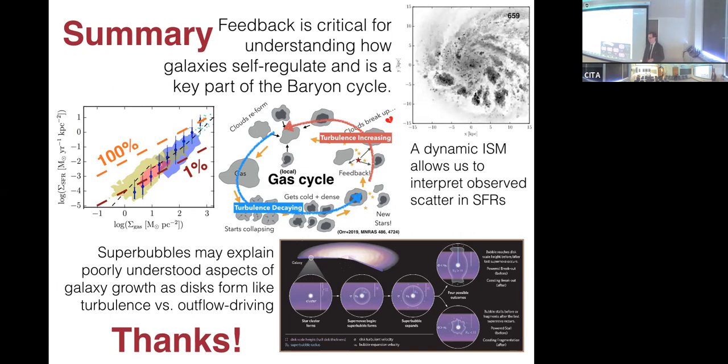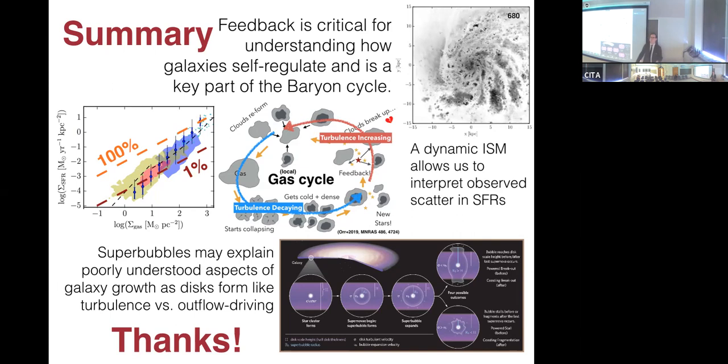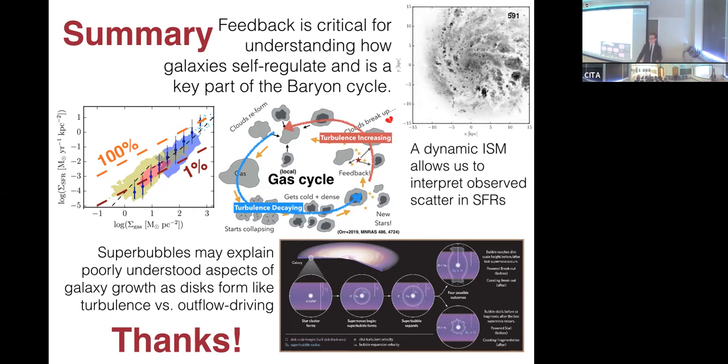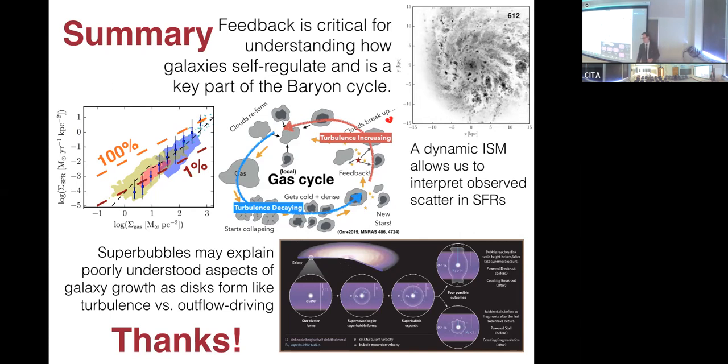Gene? Maybe. Okay, well, so he asked, does the distribution of dark matter have any effect on the ISM evolving cycle?